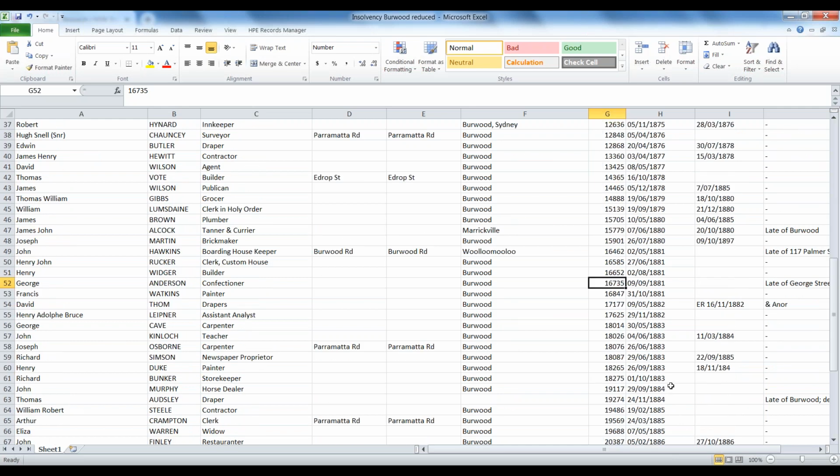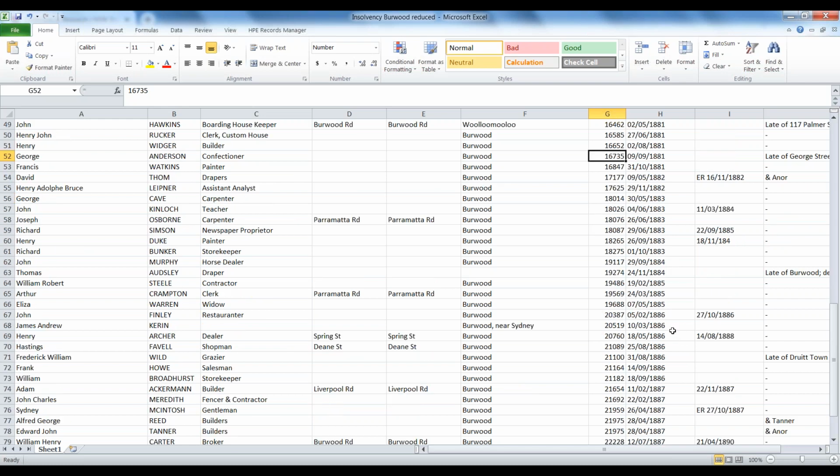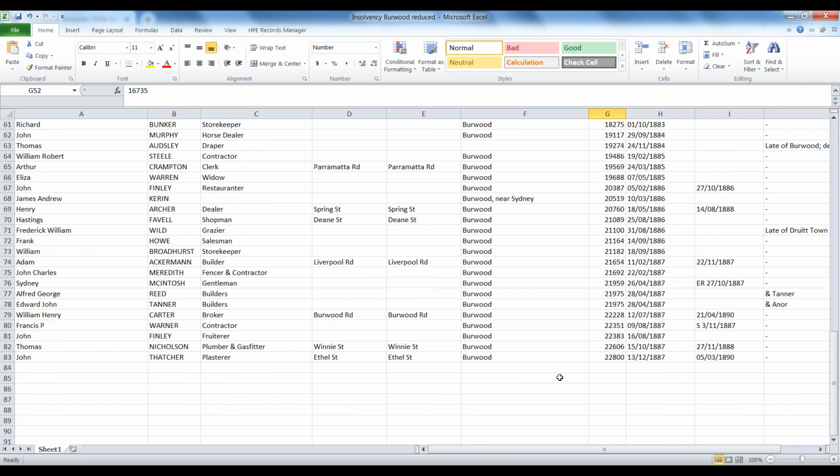There was also a bad period during the early 1880s. Our records finished before the Great Depression, and you would need to look at the National Archives for those records.